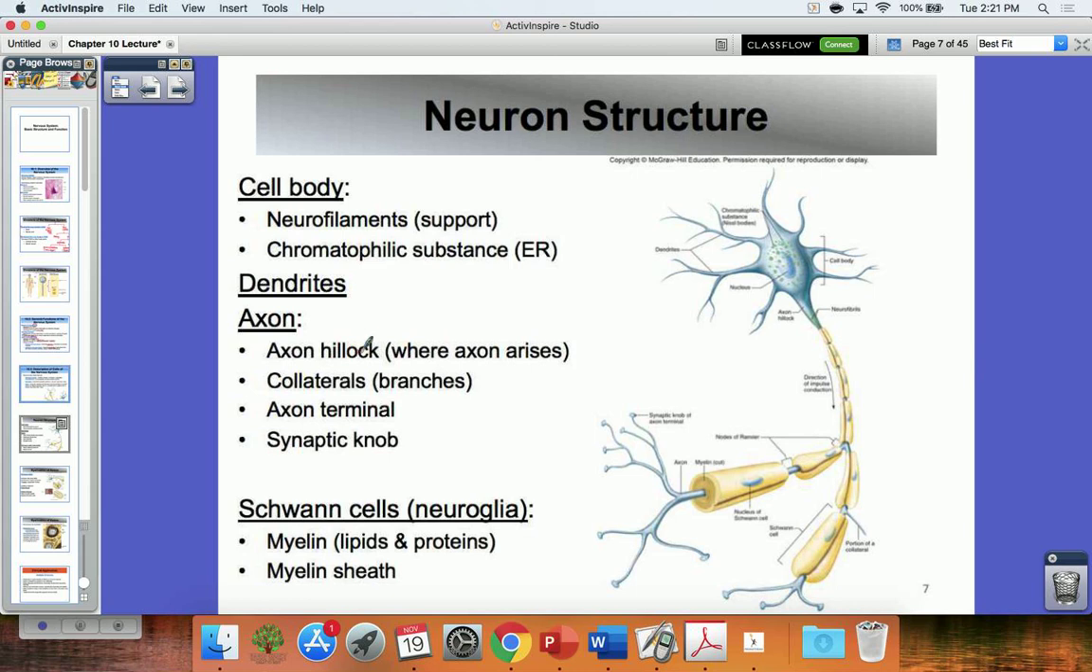We have a couple different parts. The axon hillock is simply this area where it kind of starts to branch from the cell body, just this area right here. Collaterals is just the areas where they start to branch off. Axon terminals, terminal means the end of something. So it's just the end of the axon. And the very, very tip of the axon, we have the synaptic knob. And the synaptic knob is going to be where neurotransmitters are going to come out of, or going to be transported to, so that it can act on something else.